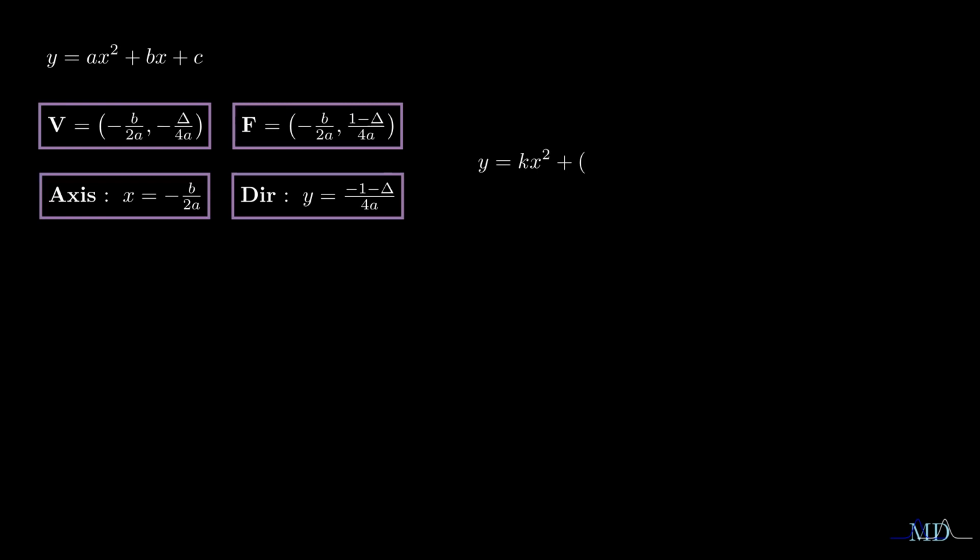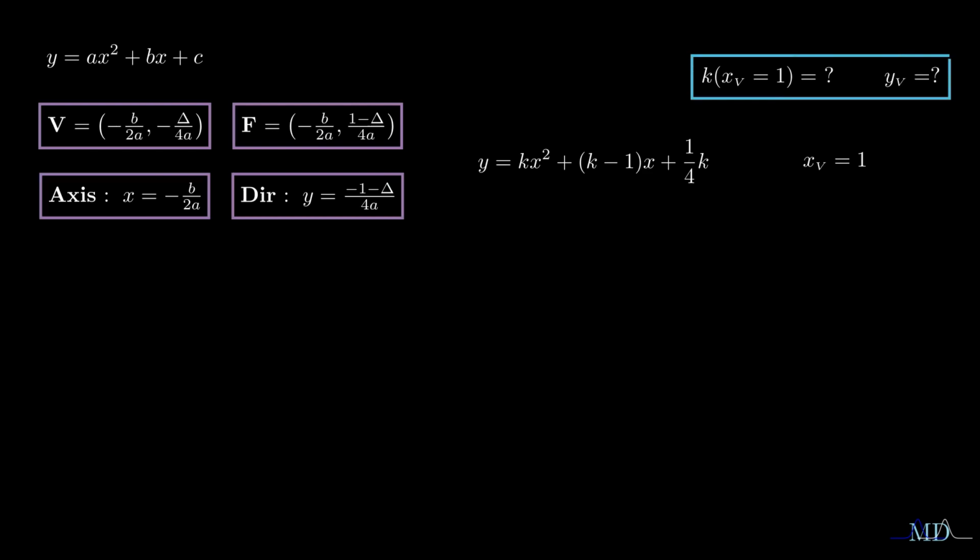Let's move to the second exercise. We have the quadratic equation y equals k times x squared plus k minus 1 times x plus 1/4 k. Varying the value of k we have different parabolas. Firstly, we want to find the value of k for which the corresponding parabola has the vertex at x equals 1. Furthermore, we want to know the value of the ordinate of the vertex for that value of k. Let's get started.